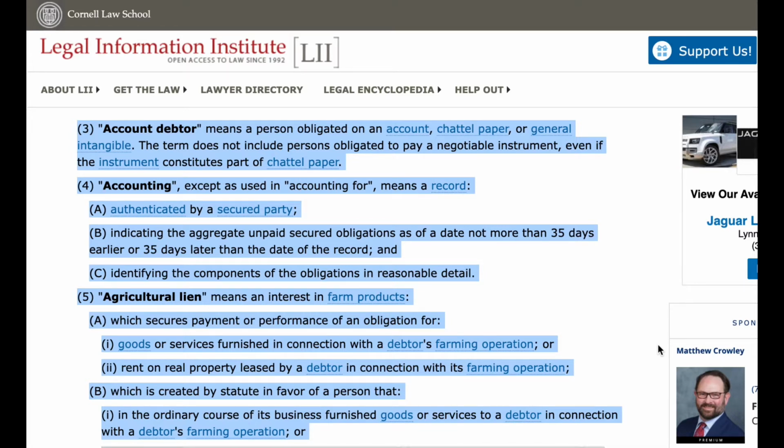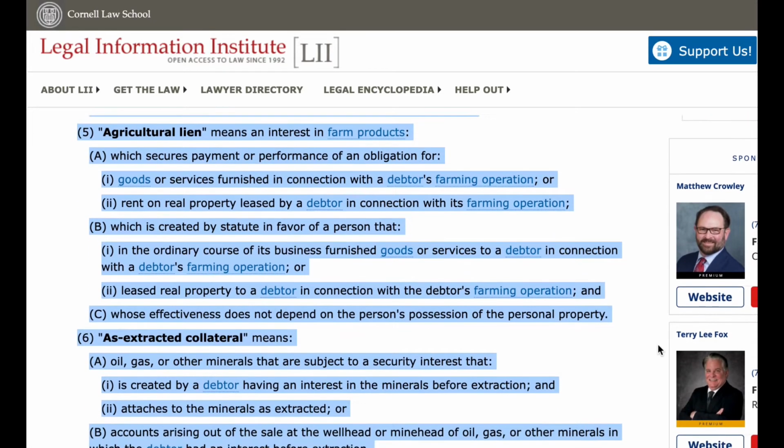5. Agricultural lien means an interest in farm products, A. which secures payment or performance of an obligation for, i. goods or services furnished in connection with a debtor's farming operation, or ii. rent on real property leased by a debtor in connection with its farming operation; B. which is created by statute in favor of a person that, i. in the ordinary course of its business furnished goods or services to a debtor in connection with a debtor's farming operation, or ii. leased real property to a debtor in connection with the debtor's farming operation; and C. whose effectiveness does not depend on the person's possession of the personal property.